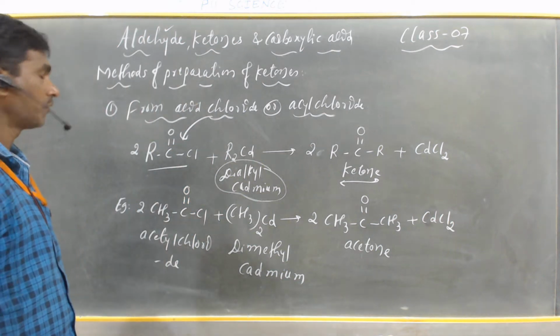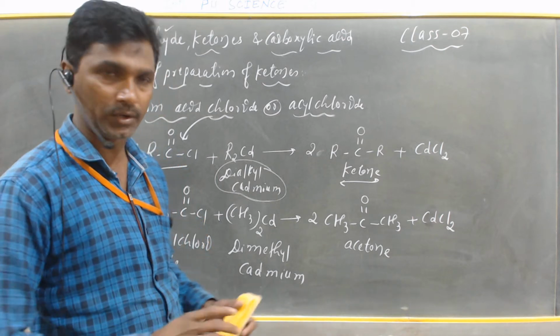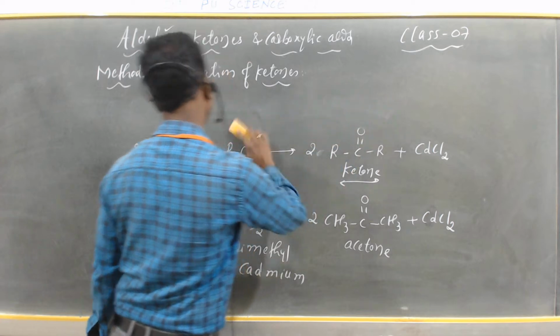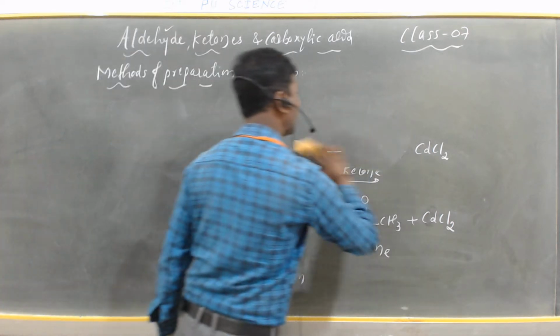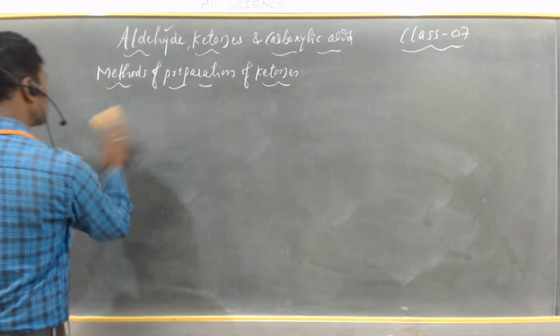So this is the first method of preparation of ketone, from acid chloride, which is over. The second method of preparation is from nitrile. So I can discuss from nitrile.